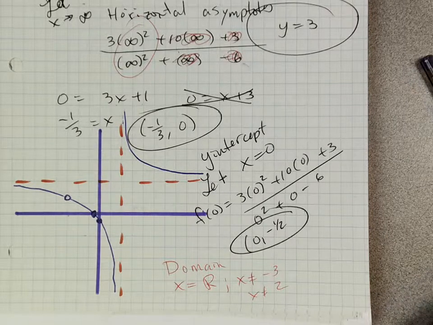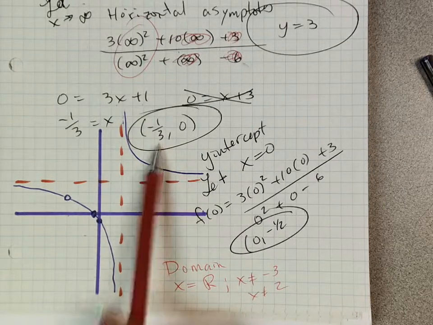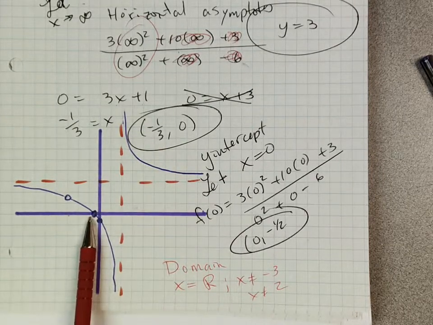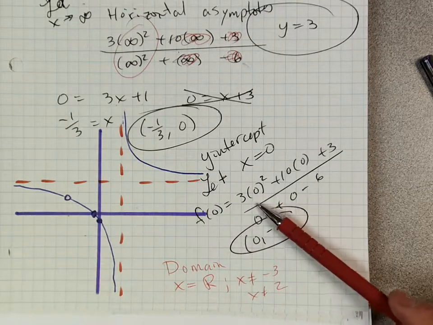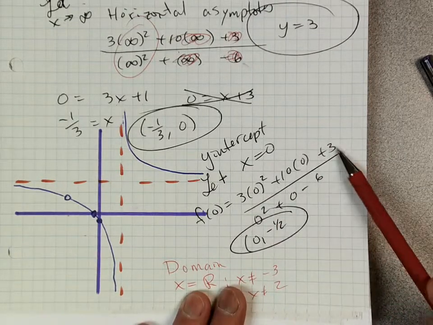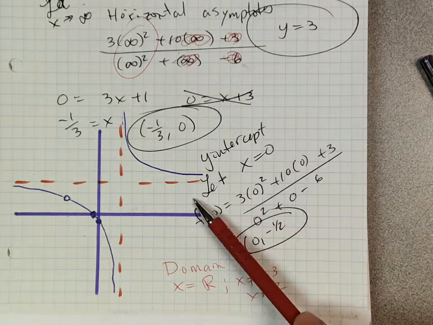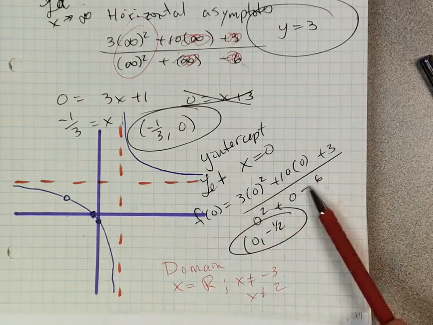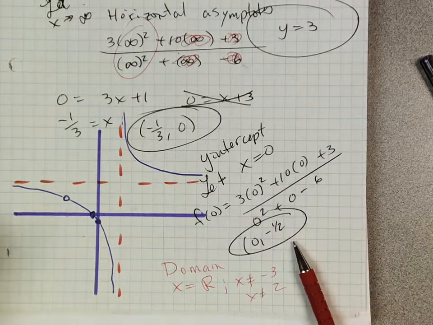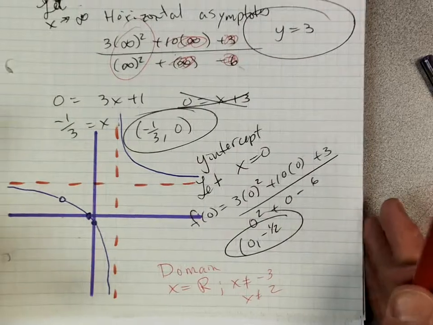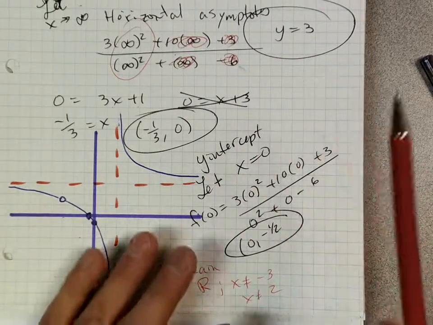So that is minus 1/3 and 0. Minus 1/3 is my x-intercept, and I got that by letting x equal 0. I did it right here. If x equals 0, I get... Oh, no, I'm sorry. Wrong one. That's my y-intercept, and I got that from up here.